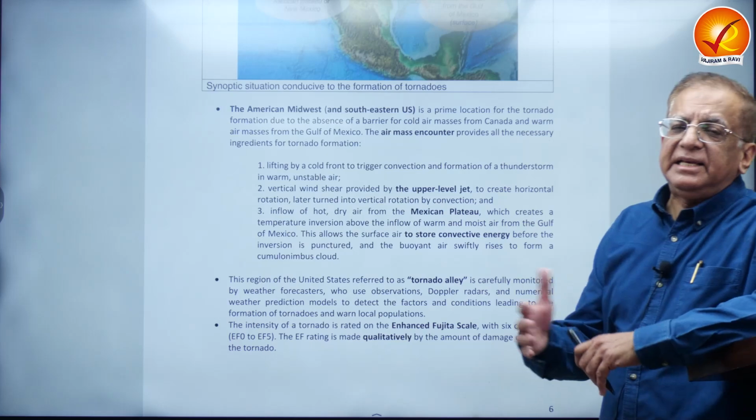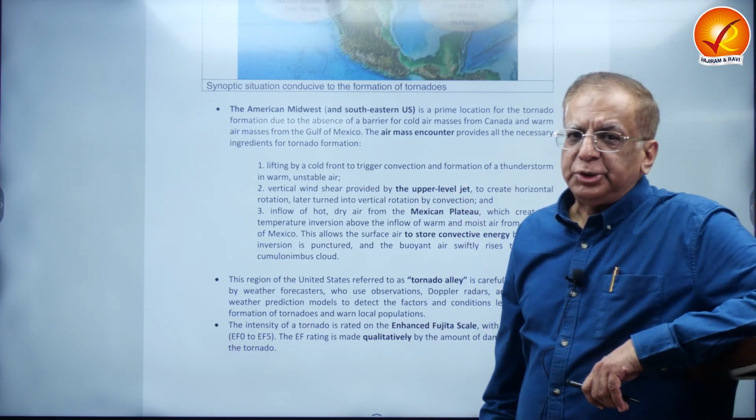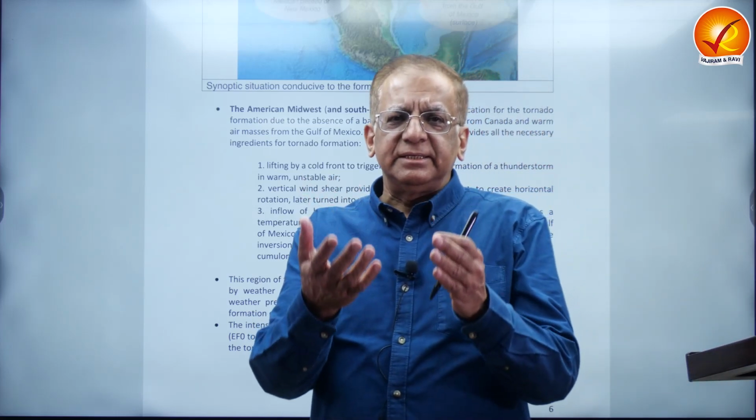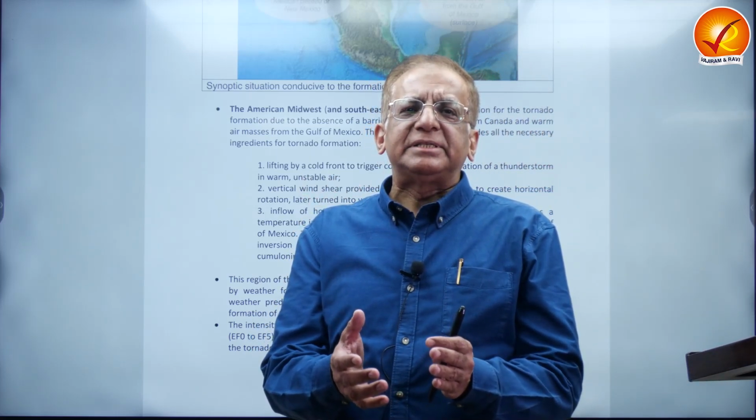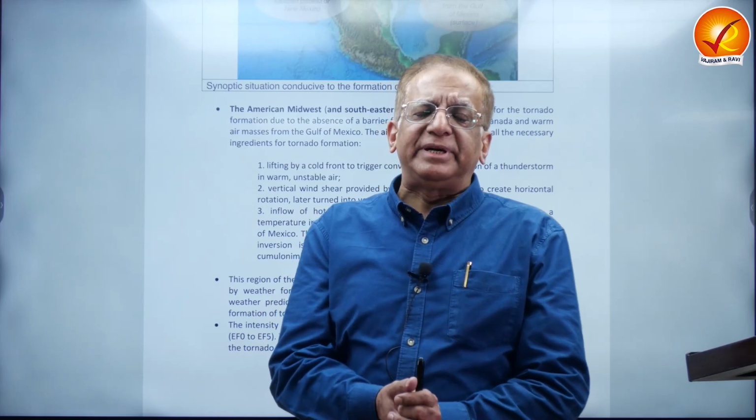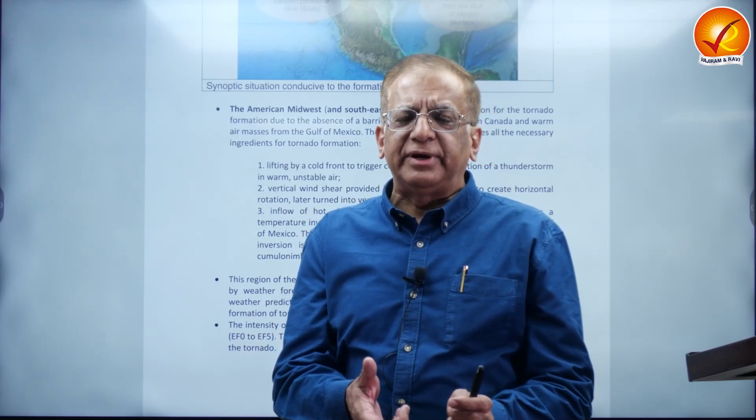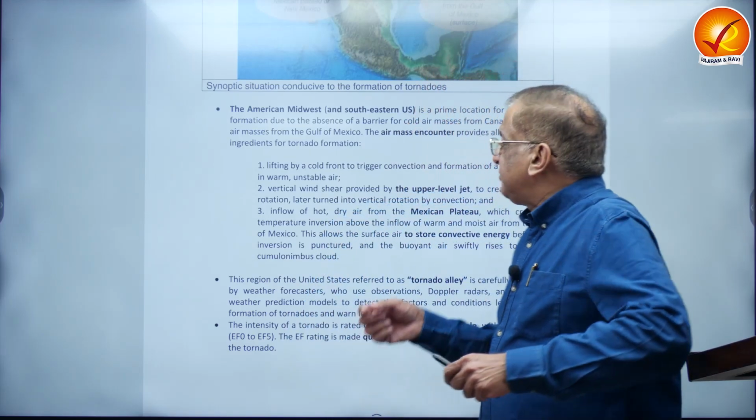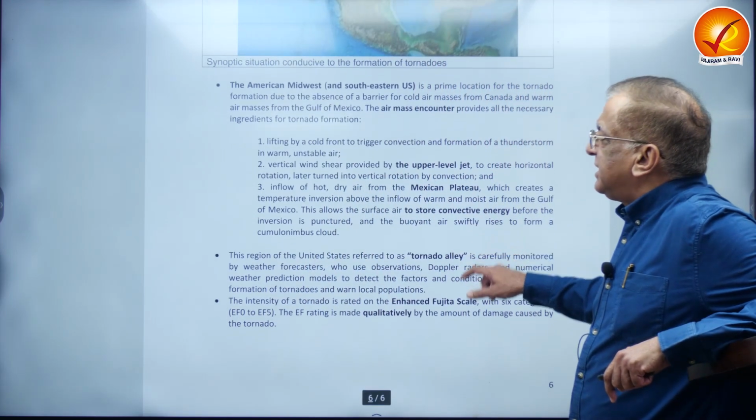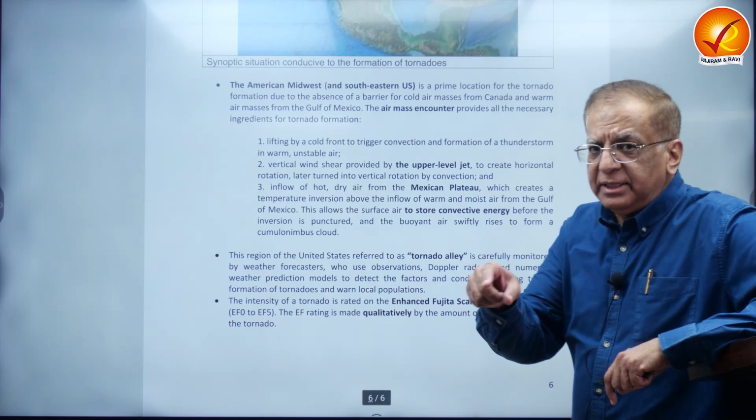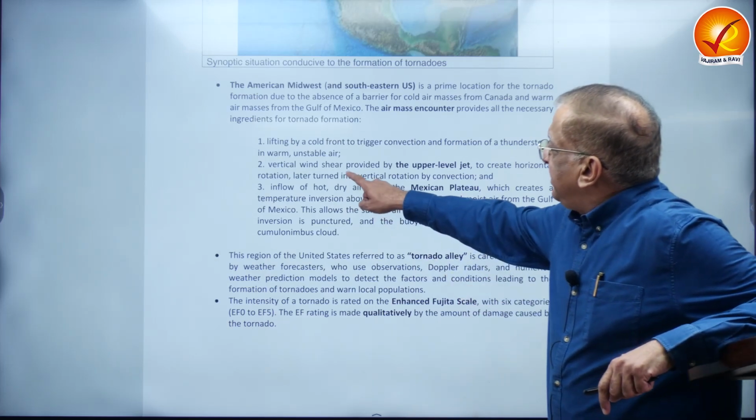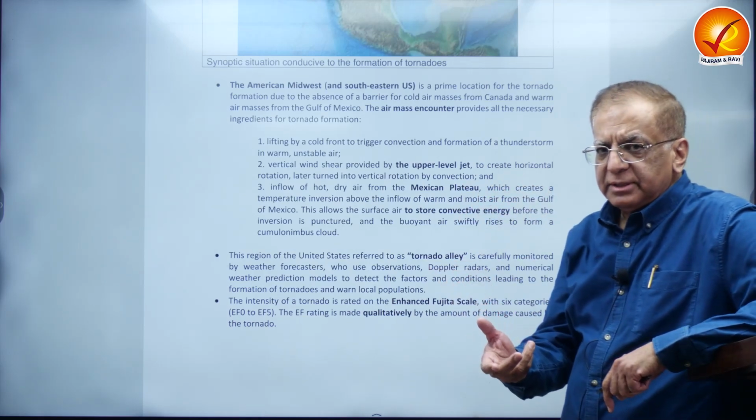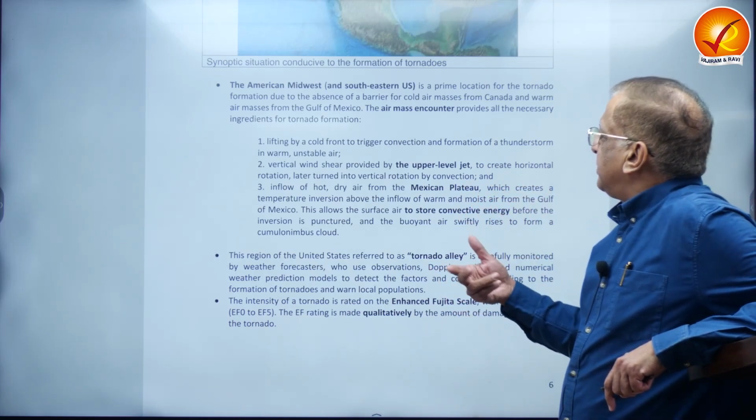One is, there's a lifting by a cold front. You know, cold air can lift the warm air to great heights in a furious way, means there's a vigorous upliftment the cold air can do in a cold front, and warm air is lifted to great heights in a narrow zone. So that is one important feature which is required for this thunderstorm, which will turn later into a twister. The vertical wind shear is provided by the upper level jet, which creates the horizontal rotation and then later turned into vertical rotation by convection.